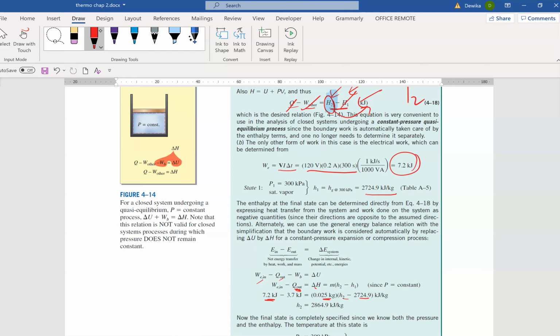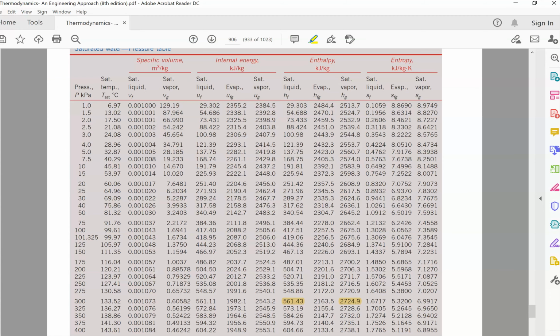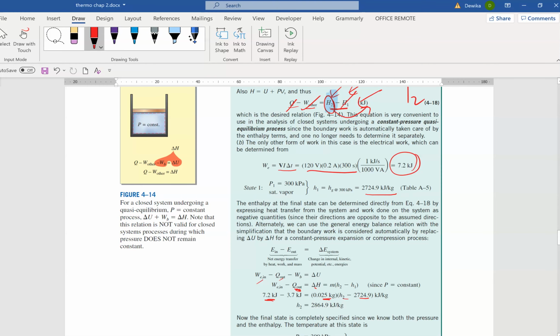Why are you multiplying with mass? Remember, all the values in the steam table are actually specific, specific divided by kilogram. Can you see that? So that's the reason why your value has to be multiplied by 0.025. Okay, from there you can get your H2.